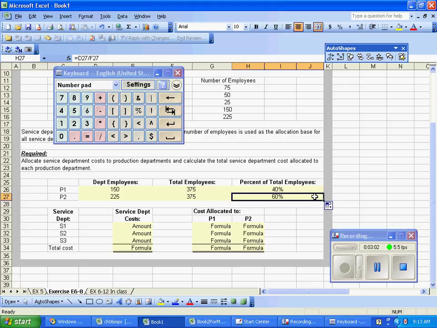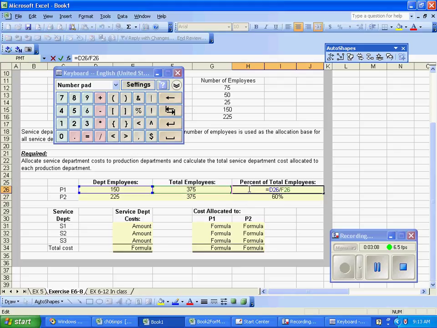Lauren's asking, did I do 150 divided by 375 for this first one? Yes, I did. Double click on that. You can see it highlighted, 150 divided by 375. And then for Production Department 2, it's 225 divided by 375. I need to hit my escape button.